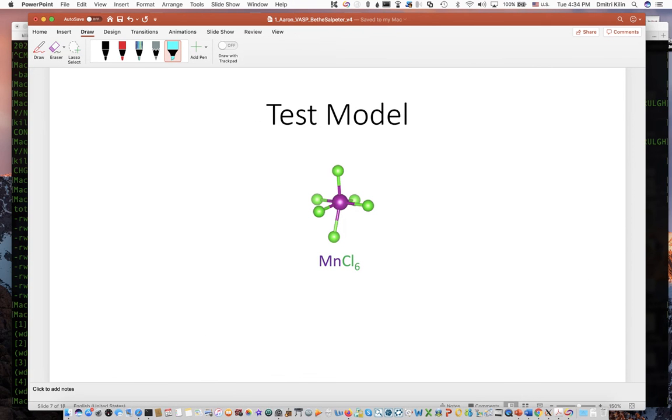So I'm just going to go over some of the results I got from running on this small cluster. I chose this so the calculation would run fairly quick and wouldn't have to use a lot of resources. We're using a configuration to take into account that manganese is 2 plus and each of the chlorines is minus.